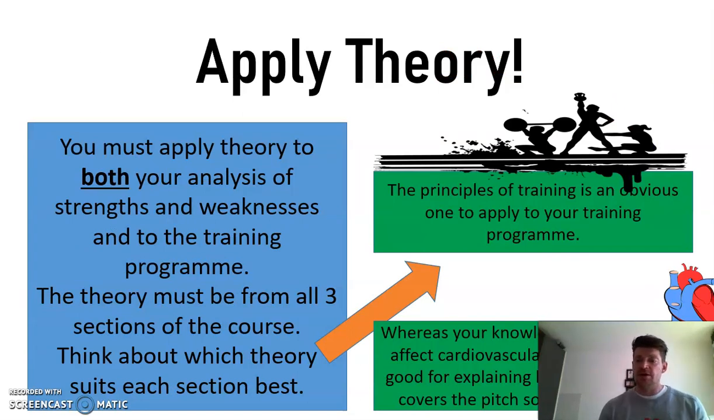This is a real key to this piece of coursework, and often feedback that I've been given from examiners is that pupils don't always put the theory into the first section and the second section. So the first section is strengths and weaknesses, theory, and the second section is your program that you're going to put together. And again, you have to apply the theory there. That includes social culture and that includes psychology. So show a balance of theory in both of them.